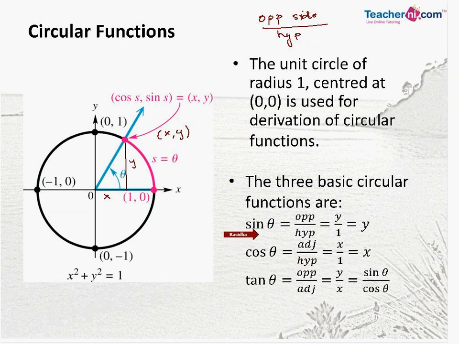Now, sine theta and cosine theta are just trigonometric ratios. It's just ratios relating to the opposite side and adjacent side. It's just a relation connecting all these three.